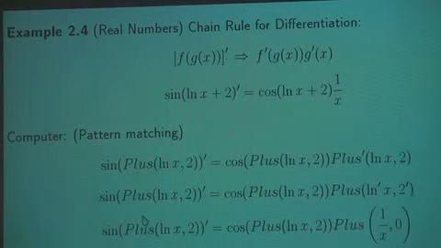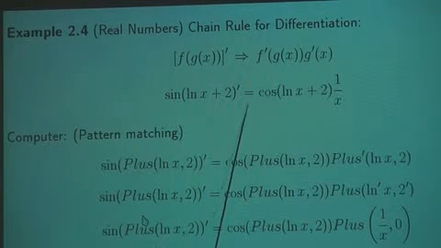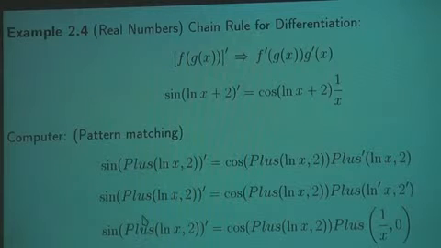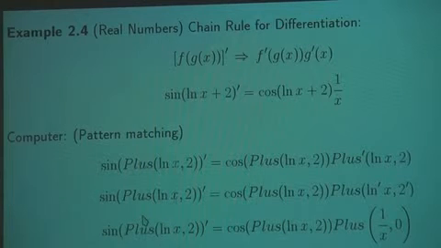Okay, so now how would the computer do this? What we did, we can see it here. We applied the chain rule for differentiation to this expression. And this is the chain rule. The chain rule is a meta equation.